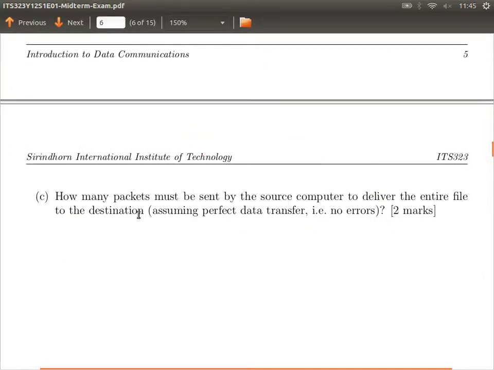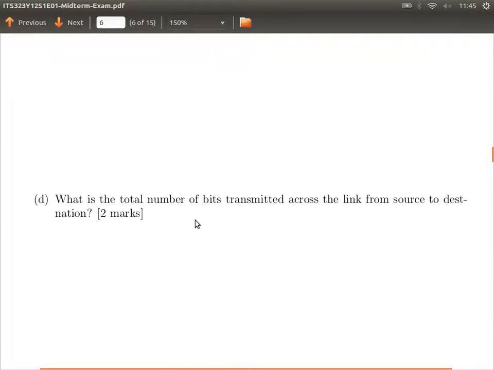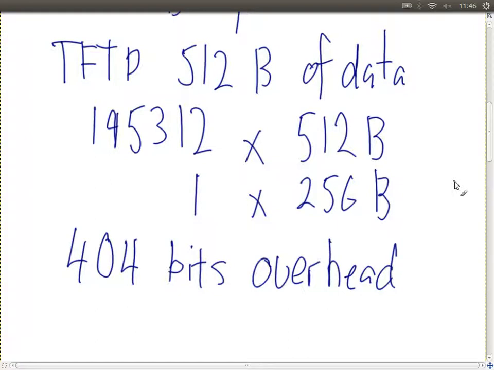And what is the total number of bits transmitted across the link from source to destination? So how many bits in total? With every packet, we have 404 bits of overhead. For the first 195,312 packets, we have 404 bits of overhead plus 512 bytes of data. And then for one packet, we have 404 bits of overhead plus 256 bytes of data. Add them all up and you get the answer to this part D, how many bits in total.